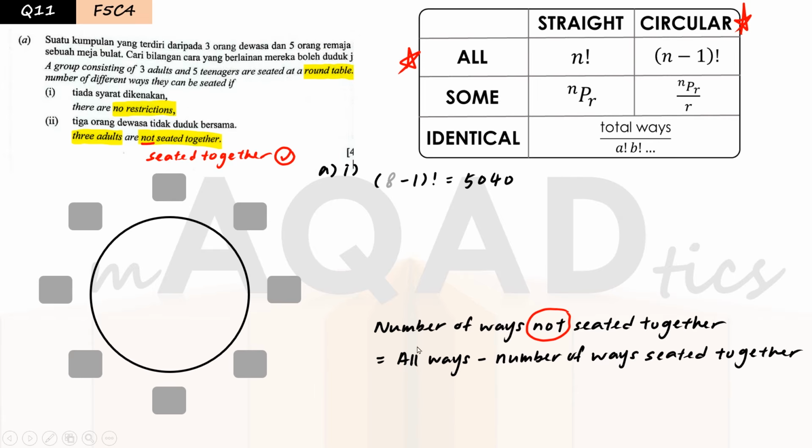All the ways, the number of ways to arrange all of them, we already found out in part A1, which is 5040.